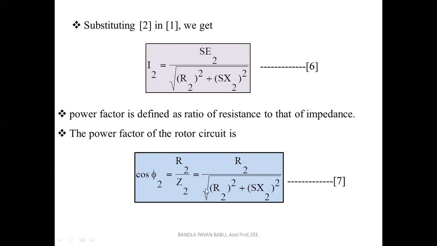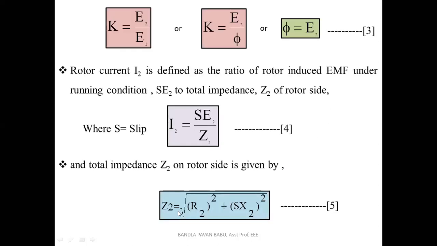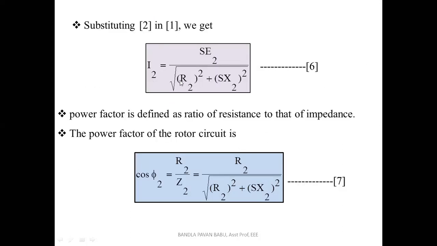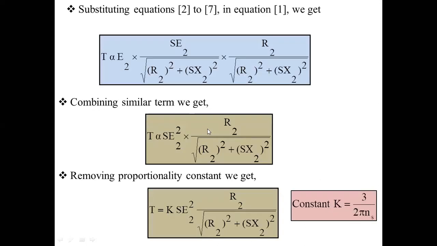So R2, substituting the impedance value here, this is the equation. Here we got the rotor impedance, the rotor current in terms of slip, and the power factor in terms of the slip. These are the individual parameters, and we are going to substitute all these equations 2 to 7.